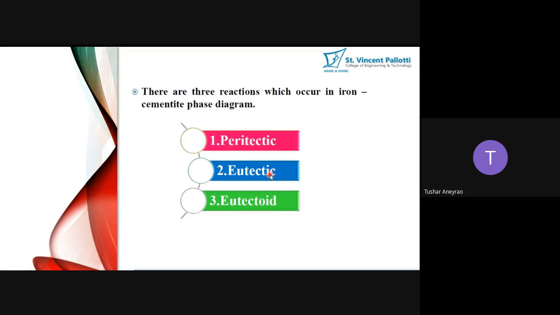In the eutectic reaction, what is happening? In the eutectic reaction, the liquid is directly getting converted into alpha plus perlite. Okay, so that is the eutectic reaction. And the eutectoid reaction wherein gamma is getting converted into alpha and perlite. Okay, so that is the eutectoid reaction.